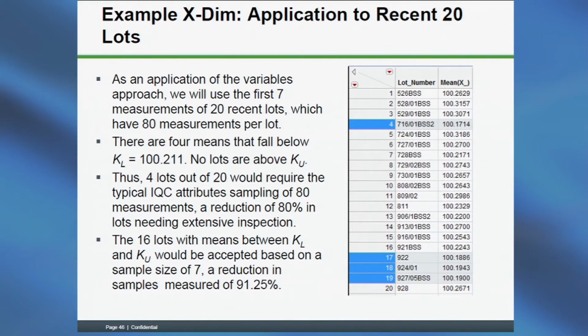Again, we applied this to the recent 20 lots, took the first 7 measurements of the recent 20 lots. That's this curve shown over here. The means happened to fall inside the specification limits of the K-value that we had used. So that reduced our attribute sampling inspection by 80% of the batches, and it reduced the sample size that we had to look at by approximately 91%.